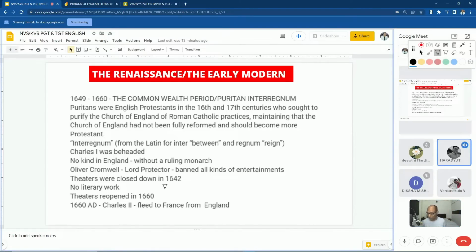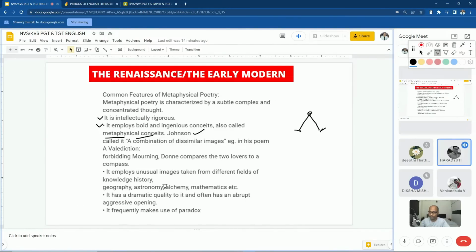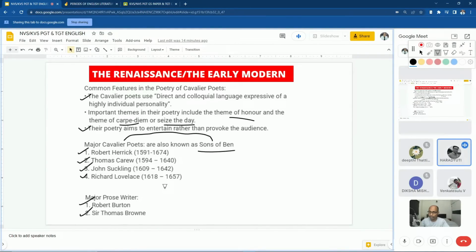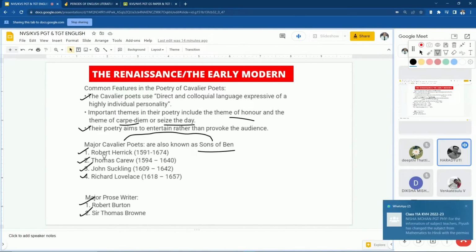Sir, if you explain Cavalier poets, I can understand the features of their poetry, but you have mentioned that they believed in the ideal of the Renaissance man. So what do you mean by that Renaissance man, the idealism of the Renaissance man?